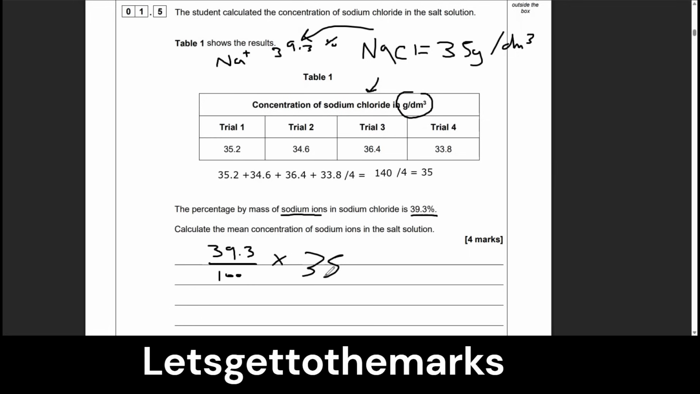So I'm going to times 0.393, and that equals 13.75. And there we go. 4 marks.